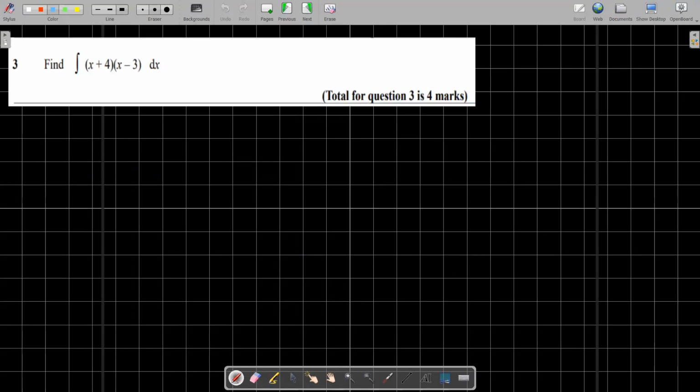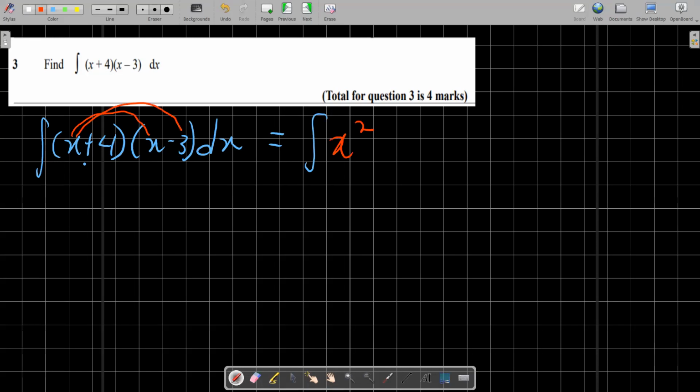So for this particular question, do not be carried away. All you need to do is to expand the expression. So the knowledge of expansion is needed first. Your first step there will be the integral of x plus 4 brackets x minus 3 dx. When you want to expand this, let me take you back down memory lane: x times x, that is x squared, x times minus 3, that is minus 3x, 4 times x, that is plus 4x, and then 4 times minus 3, that is minus 12.